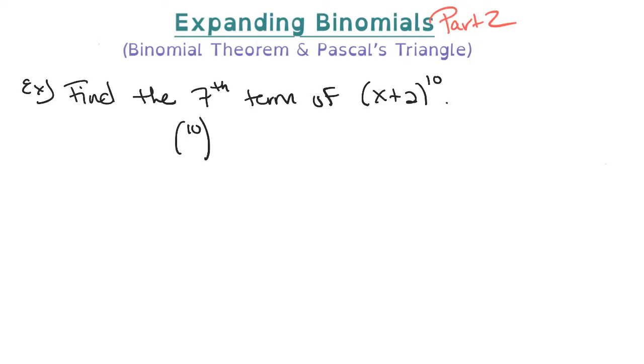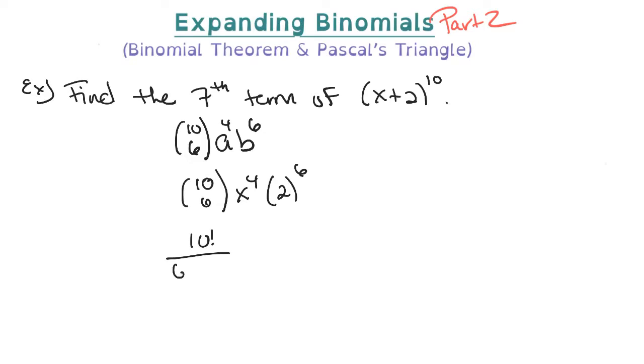Since we're finding the 7th term, it's going to be 10 choose 6. I would like to have a and b so that b is going to be to the 6th. They have to add up to 10. That means a has to be to the 4th. So this would be 10 choose 6. A is x. B is 2. 10 choose 6 works out to be, let's see, 10 factorial over 6 factorial, 10 minus 6 is 4 factorial.